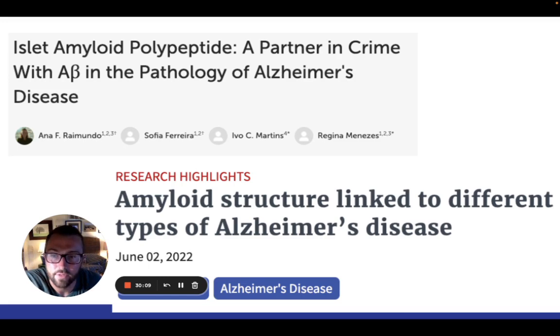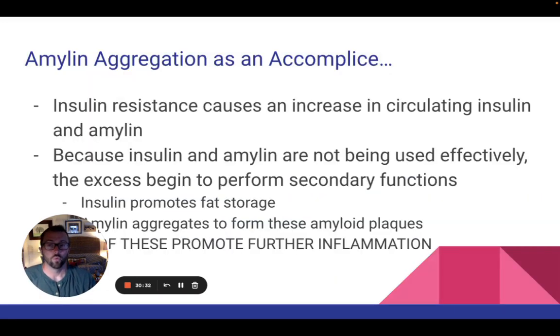So we've got a lot of different research going into the connections between the beta sheets found in people with Alzheimer's disease and the amylin aggregates that are a byproduct of people experiencing diabetes and altered glucose metabolism. So the general thought is that this insulin resistance and the resulting aggregation of amylin is an accomplice to the development of Alzheimer's disease.